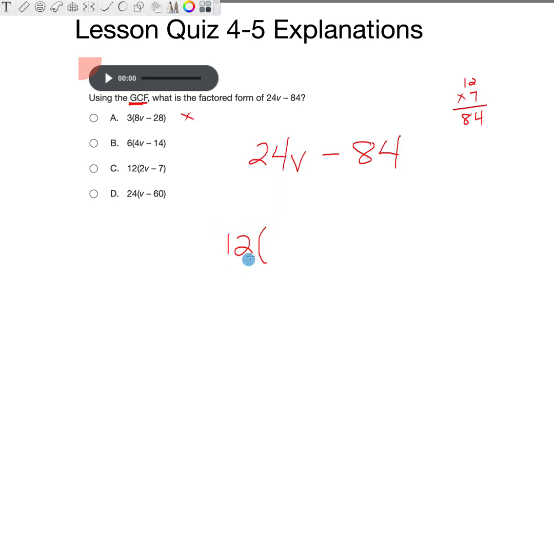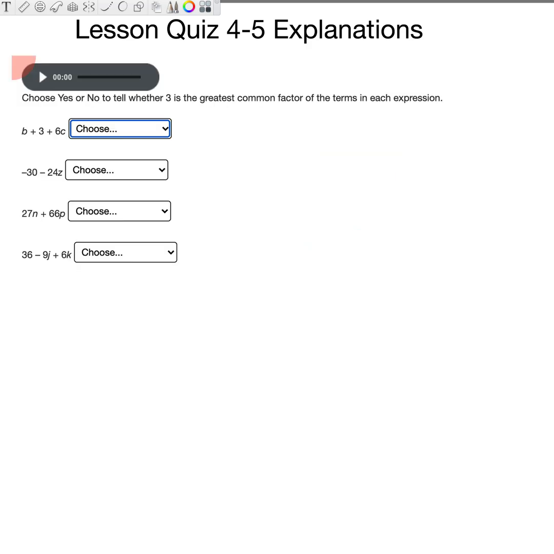And basically, this 12 is what I'm going to divide these terms by. So if I take 24v and divide it by 12, I'm going to get a 2 and a v. And you can think about, if I were to distribute that 12, I'd take 12 times 2v and get 24v. Then we have a minus sign, and I'm going to take 84 and divide it by 12. And we should know that that's going to be a 7. So there is the right answer, 12 times a 2v minus 7. So let's move on to question 2.